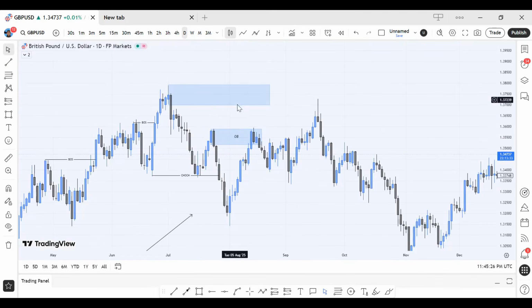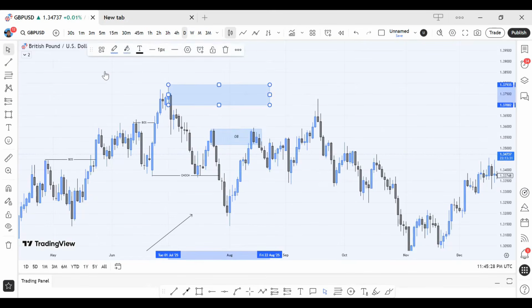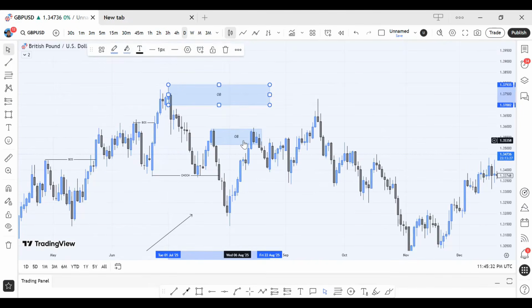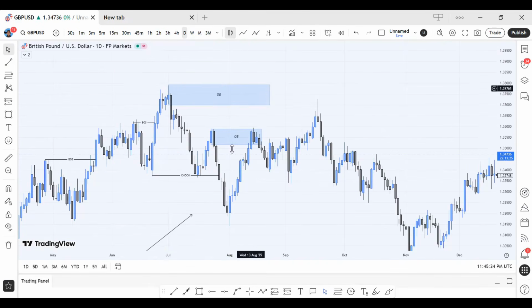And now the second reason is because there is an unmitigated POI right above your order block. There's another order block that is right above your order block that has not been mitigated. Price is more likely to do what? Liquidate your order block and go to mitigate the order block above your order block, because the other block above the other block is what? Is not mitigated, right?